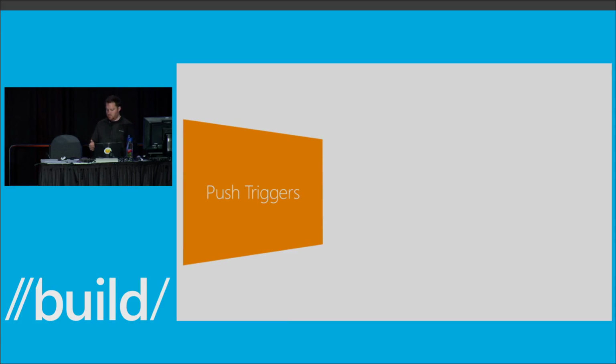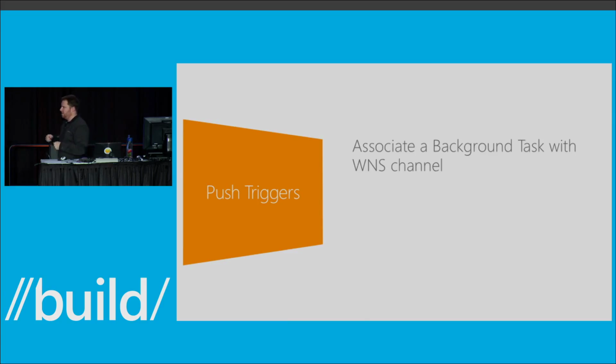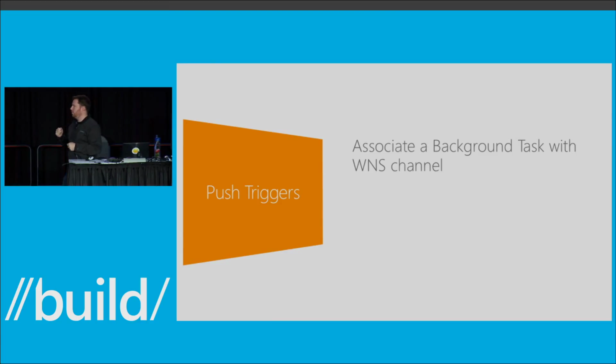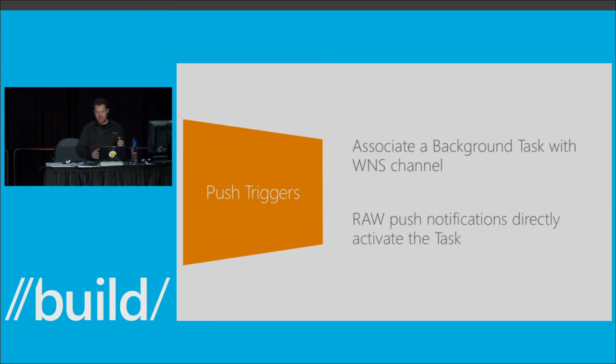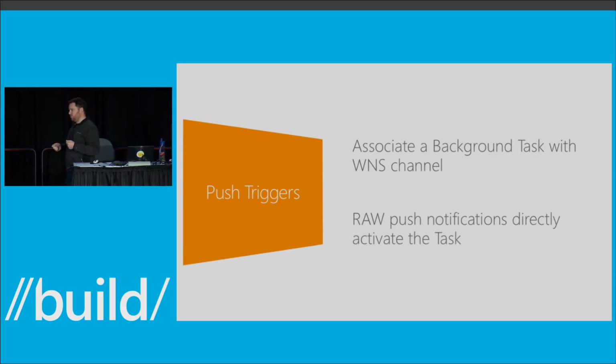Push triggers are interesting. This allows you to associate a WNS channel with your background task. So you set up a push channel, a WNS channel in your app, and then associate that with your background task. Any raw notifications that come over your channel and are associated with the background task will then fire your background task. This is pretty useful if you want to get some data from your cloud service via push notifications and then process this and do something with it.